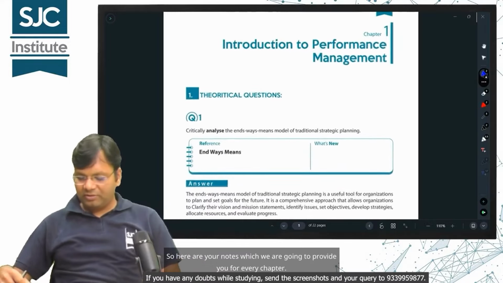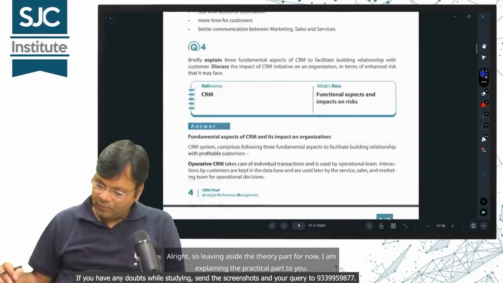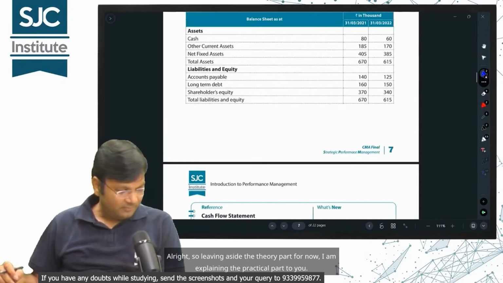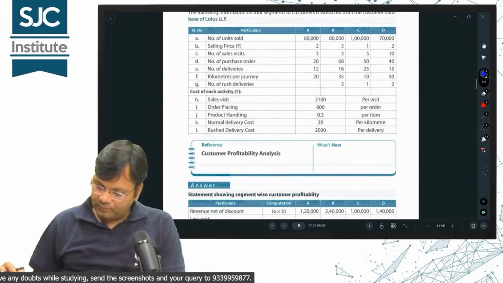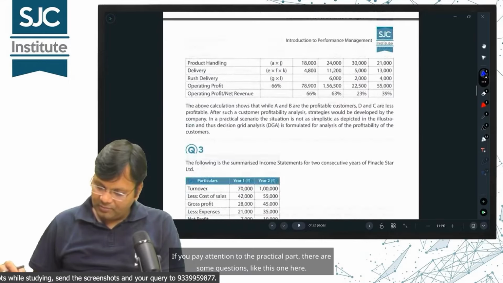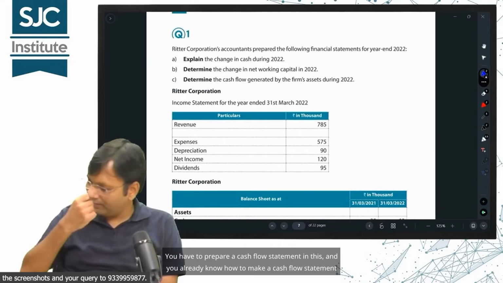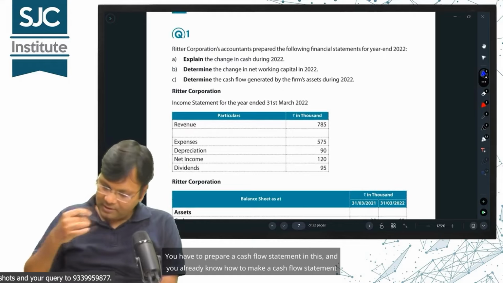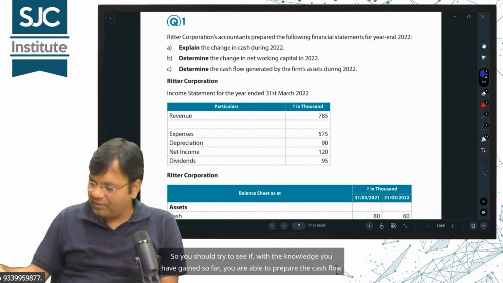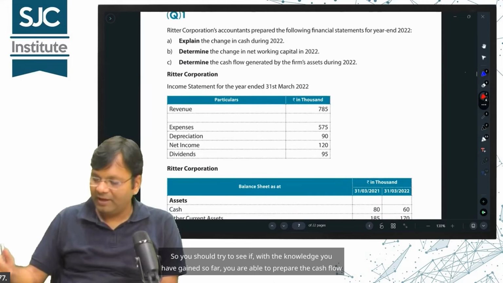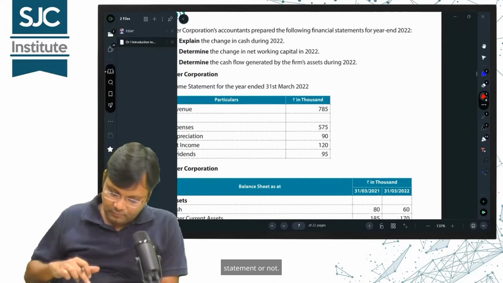So here are your notes which we are going to provide you for every chapter. Alright, so leaving aside the theory part for now, I am explaining the practical part to you. If you pay attention to the practical part, there are some questions like this one here. You have to prepare a cash flow statement in this, and you already know how to make a cash flow statement normally. So you should try to see if, with the knowledge you have gained so far, you are able to prepare the cash flow statement or not.